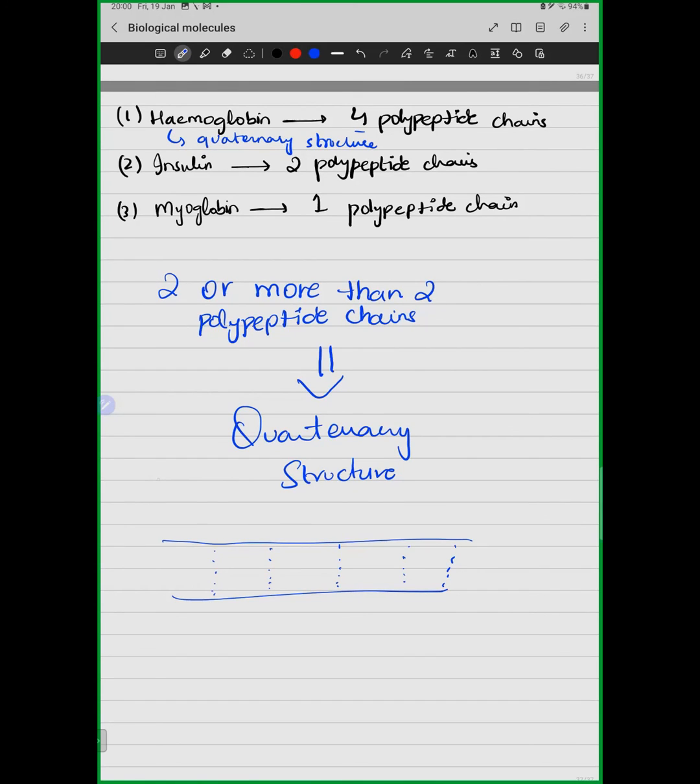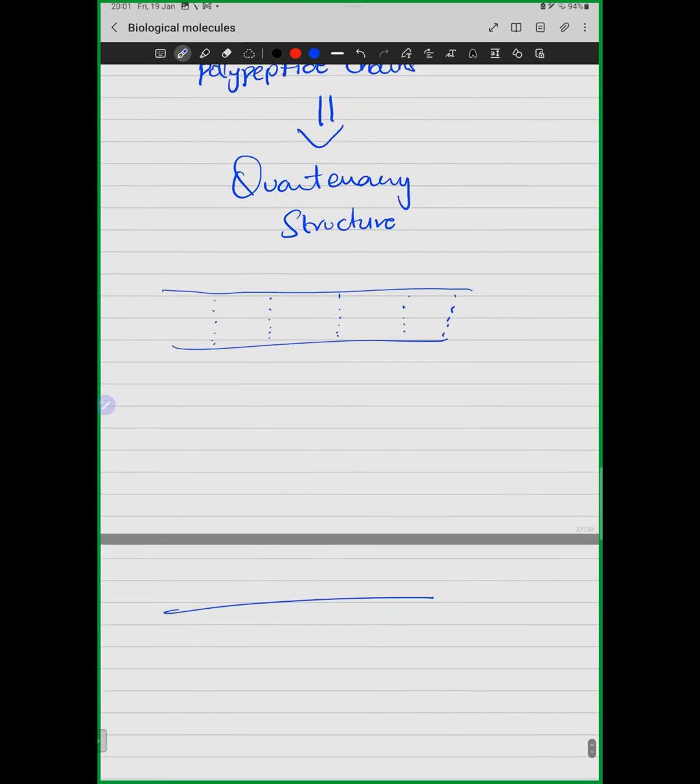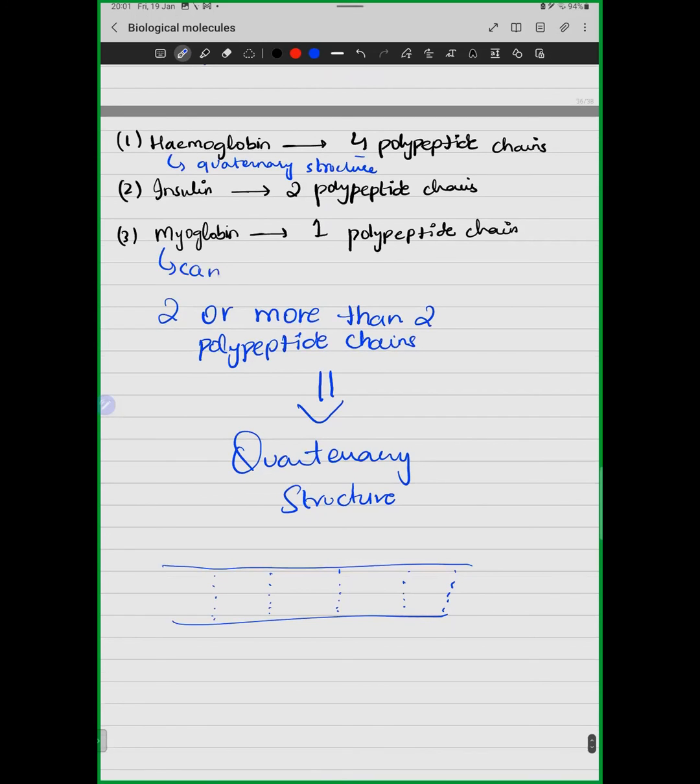Okay, okay. So basically हमारे पास myoglobin जो है उसमें हमारे पास खाली एक polypeptide chain है. So we know that quaternary structure cannot be formed over here. Why? Because for quaternary structure we need at least two polypeptide chains. So we know that myoglobin cannot have a quaternary structure. Now, for myoglobin, it can both have a secondary and a tertiary structure.